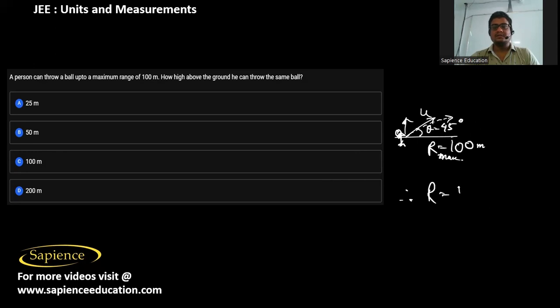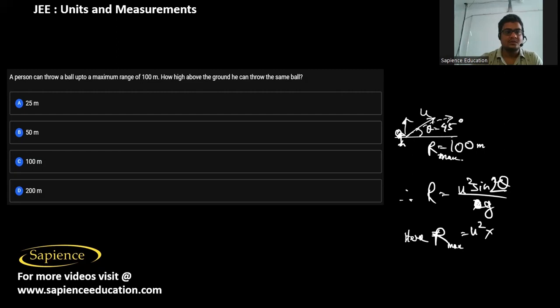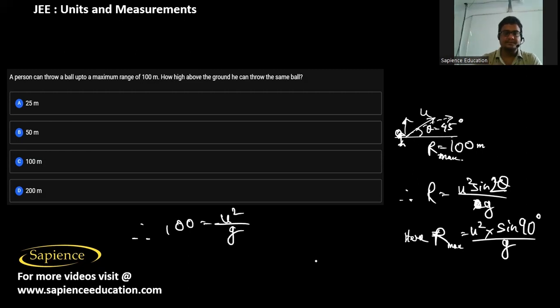So therefore the range will be equal to u square sine 2 theta by g. So here the maximum range is equal to u square sine 2 into 45 degree, that is sine 90 degree, divided by g. So therefore the maximum range is 100 meter, which is equal to u square by g.